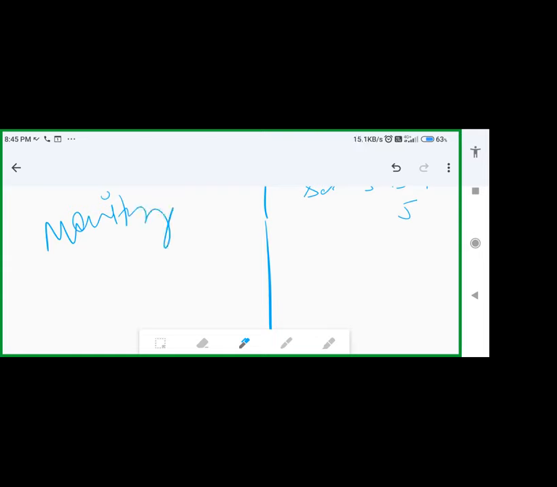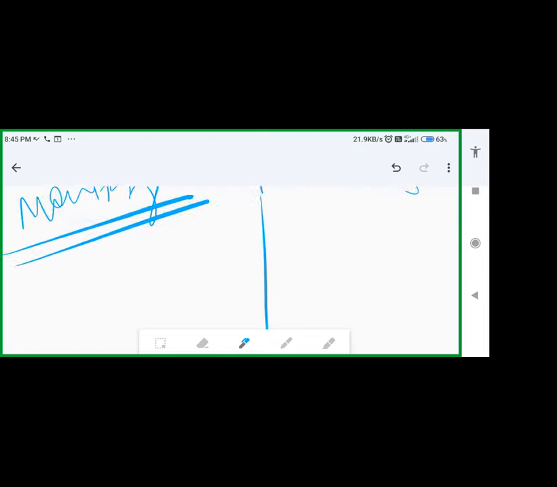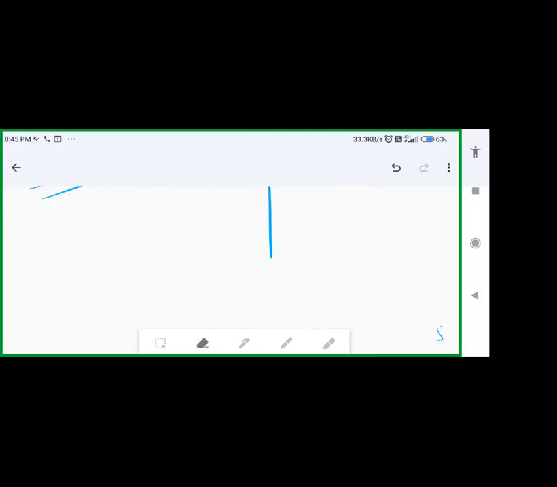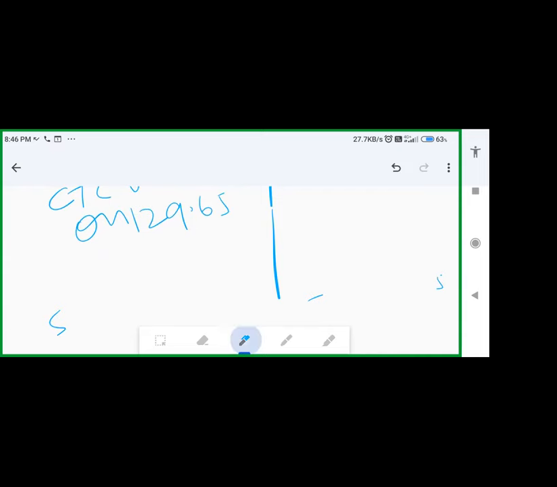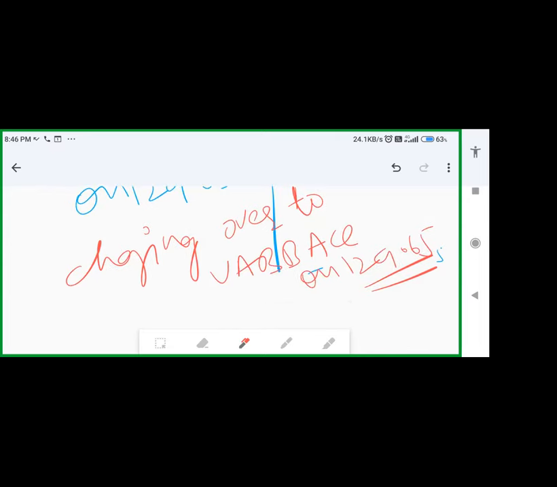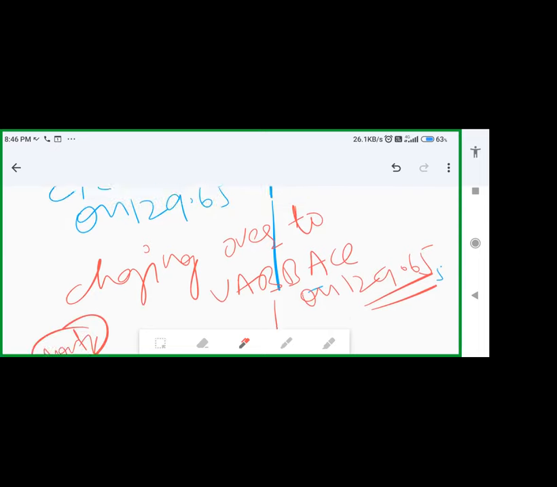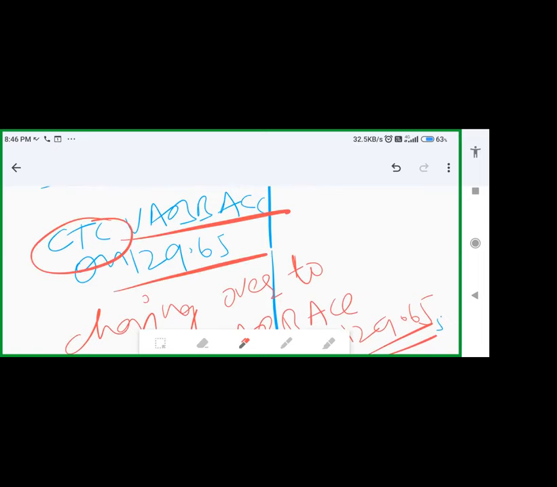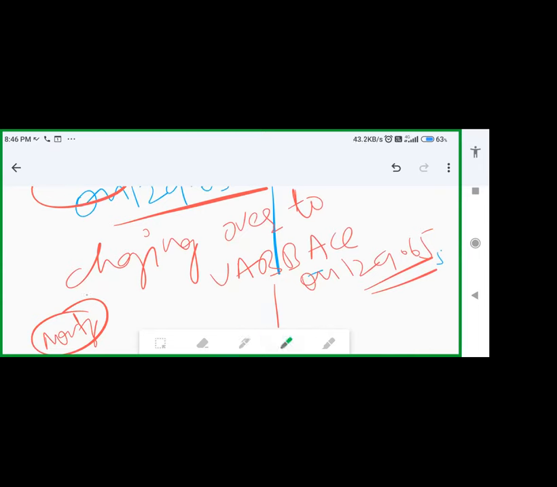So the correct version of this call will be when I ask you to monitor, then you can say monitoring. That's a good one. Then you'll find one more thing, and that is if I ask you to contact Mumbai control on 129.65, then you need to say changing over to Mumbai control 129.65. That's it. Okay. Monitoring was good there because you can say as an answer, okay, I am monitoring. Okay. So you can change over there. But if I ask you to contact Mumbai control, then you need to say changing over to Mumbai control. Monitoring was good there.